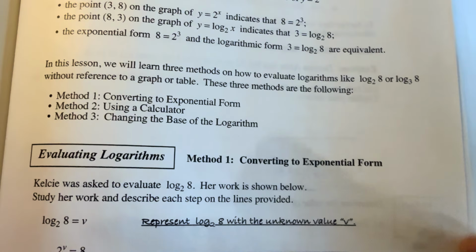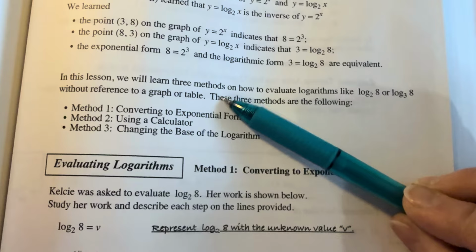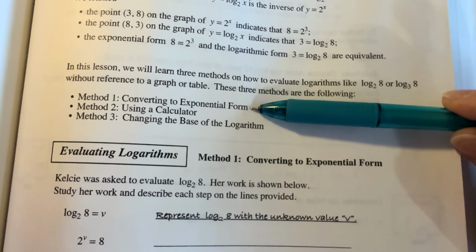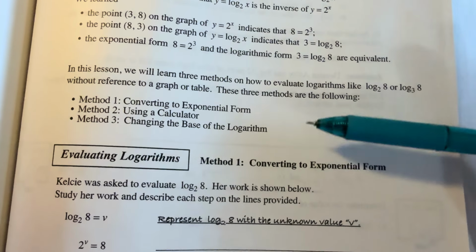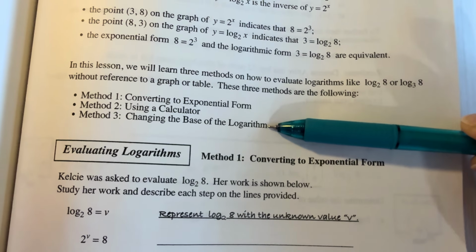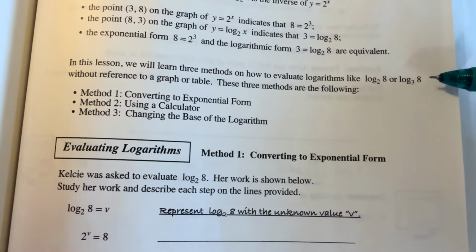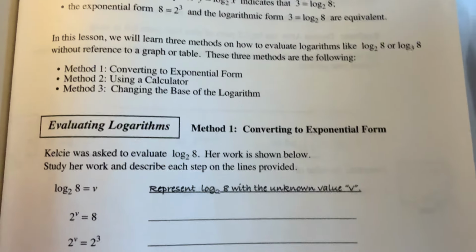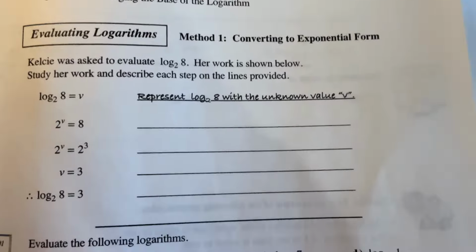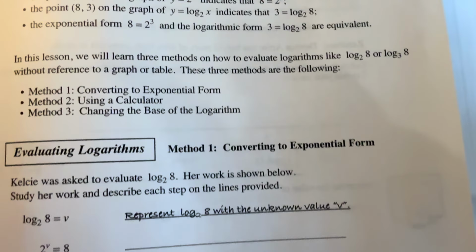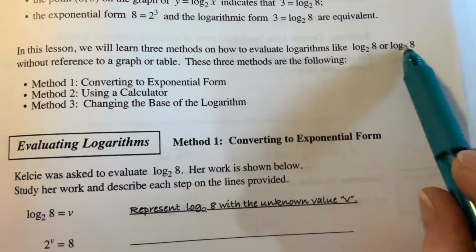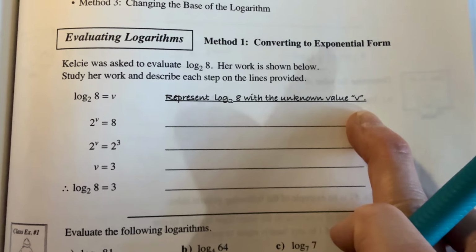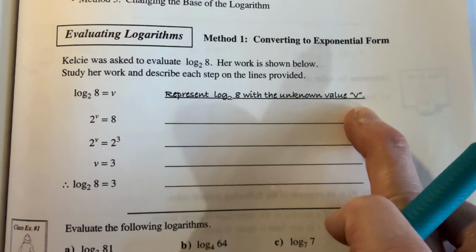Okay, in this lesson, we're going to learn 3 methods. So we're going to look at converting to exponential form, using a calculator, and then changing the base of the logarithm in order to evaluate logarithms without reference to any kind of graph or table. Okay, so if you just have a logarithm right here, step 1 is to make it equal to some kind of unknown value.